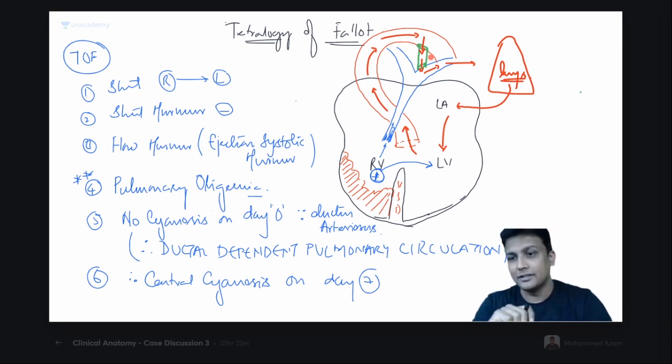Yes, Gaurav, there is a condition with cyanosis on day 0 also, and that is nothing but transposition of great arteries, TGA. In TGA, Gaurav, you'll be able to see cyanosis on day 0. Yes, I think I'm very clear there. In TGA, you'll be seeing the cyanosis on day 0 itself. Is it okay? Fine.